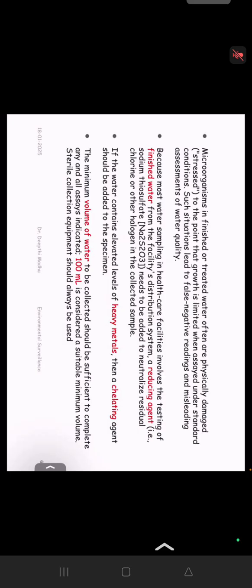Because most water sampling in healthcare facility involves the testing of finished water from the facility's distribution system, reducing agents such as sodium thiosulfate need to be added to neutralize residual chlorine or other halogen in the collected sample. See, water sampling, we have said that it requires to be done periodically, but once we accept that it has to be done periodically, we think it is easy. Take a sterile container, collect water and give. But there are so many points which can affect the result and give us false positives or false negatives. That is why these points are being discussed in detail here.